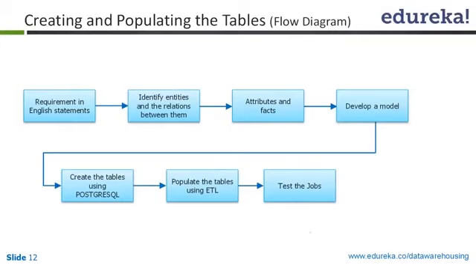Employees are employed by a company, so "employed by" becomes a relation. There can be multiple types of relation, one to many, many to many. So all these you will be studying. Attributes and facts: you will have to identify what the attributes are. For example, an employee will have a name, first name, last name, age, date of birth, etc.